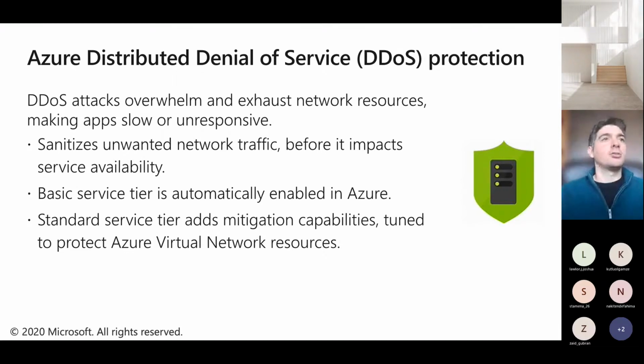Okay. So what the DDoS protection does, and the way they've worked it, there's no perfect way of preventing this. There's always going to be a way that hackers and criminal gangs find ways into systems or can do nefarious activity, as we call it. But the DDoS attacks that overwhelm and exhaust network resources, the protection sanitizes unwanted network traffic before it impacts service availability. So you've got a basic service tier that is automatically enabled in Azure, and then you've got a standard service tier that adds mitigation capabilities to protect Azure virtual network resources.